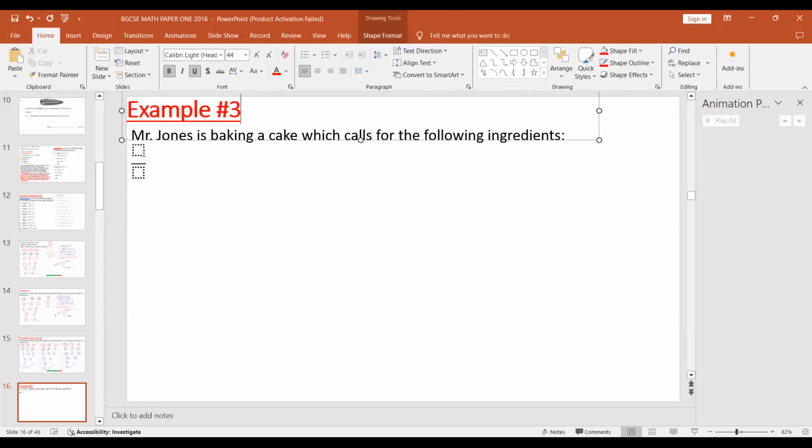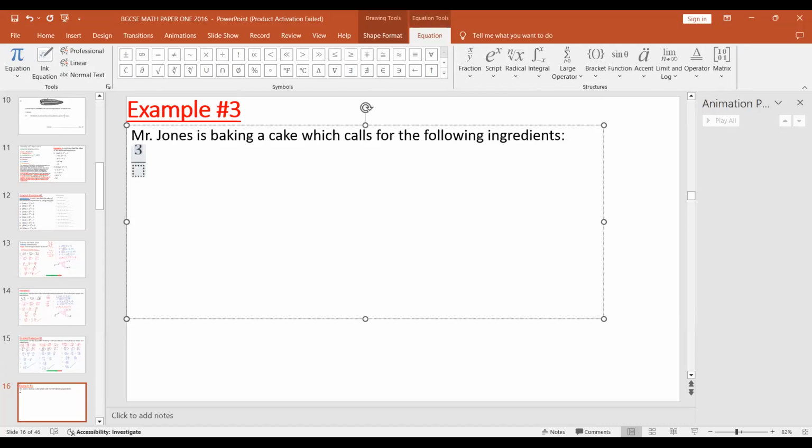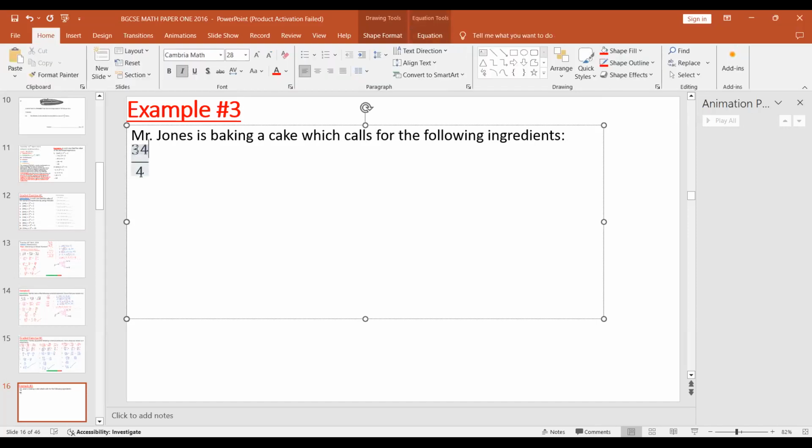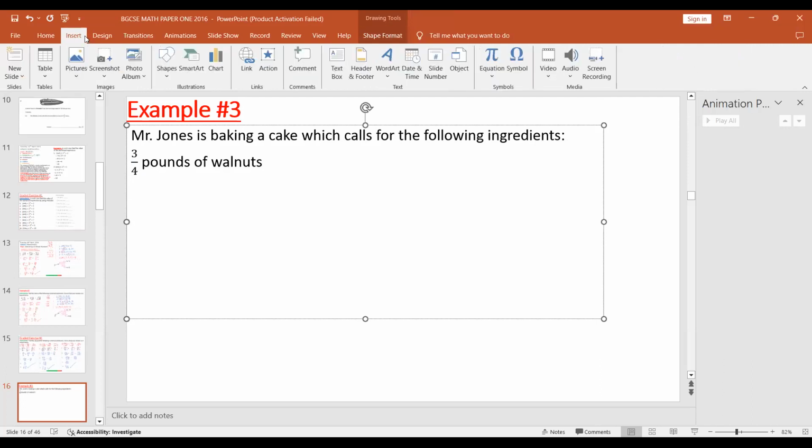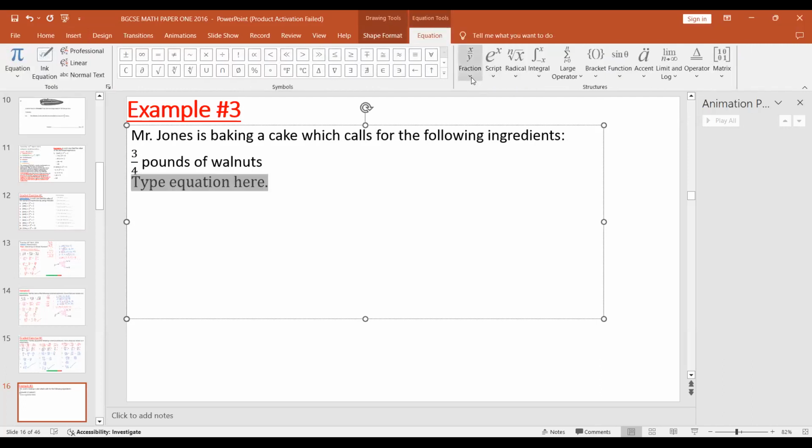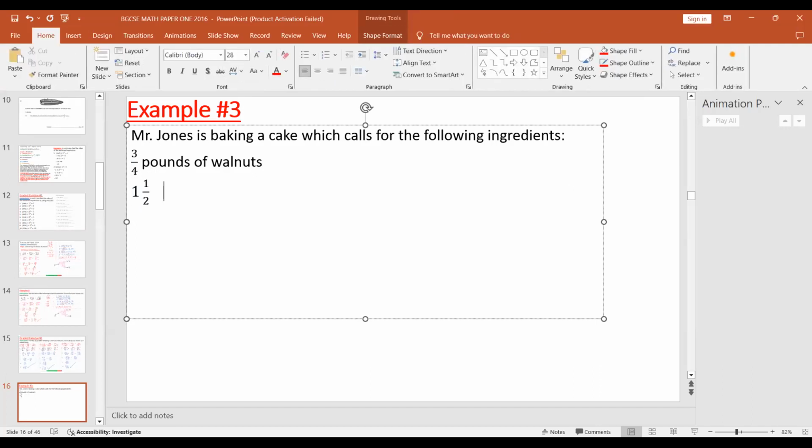We're going to need 3/4 pounds of walnuts. You're going to need 1 and 1/2 pounds of almonds.